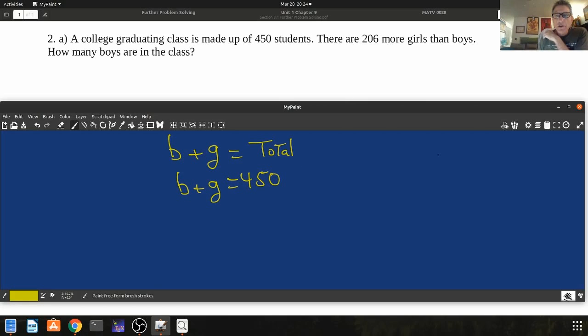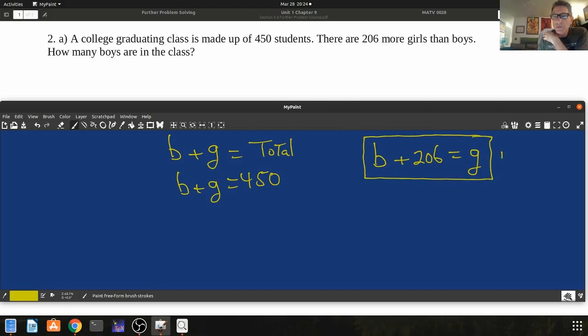But there are 206 more girls than boys. So that means that the number of boys plus 206 is equal to the number of girls. B stands for the number of boys and G stands for the number of girls. So I just wrote what G is equal to.